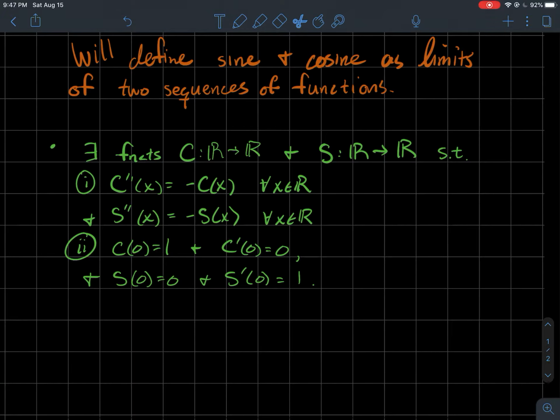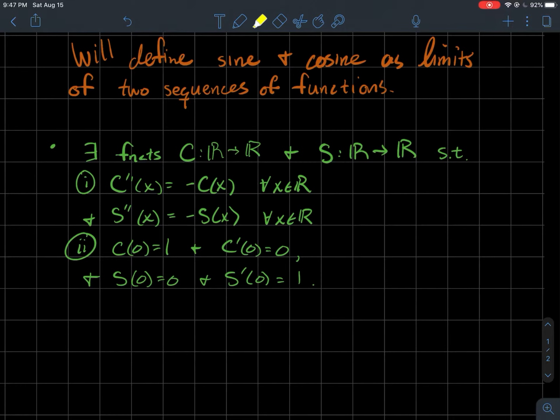And so what we'll do first is we'll show that there exist two functions, c and s, whose domain is all real numbers, such that the following two things are satisfied. The first condition is that the second derivative of c is equal to just minus c for every x in R, and the second derivative of s is equal to just minus s for every real number x. And the second condition is that c of 0 ought to be 1, c prime of 0 better be 0, and down below s of 0 better be 0, and s prime of 0 better be 1.